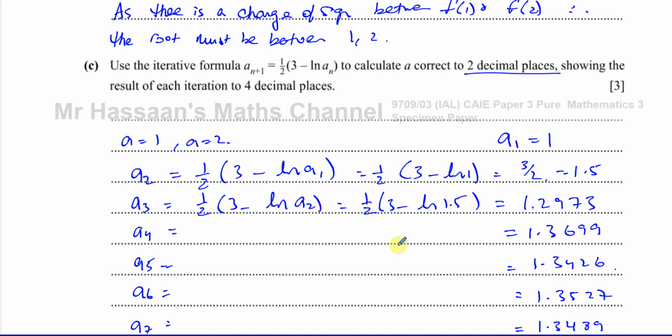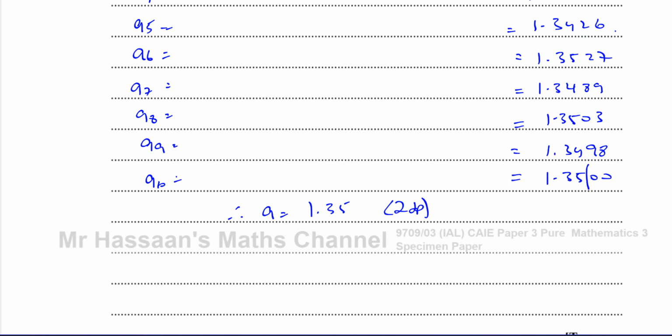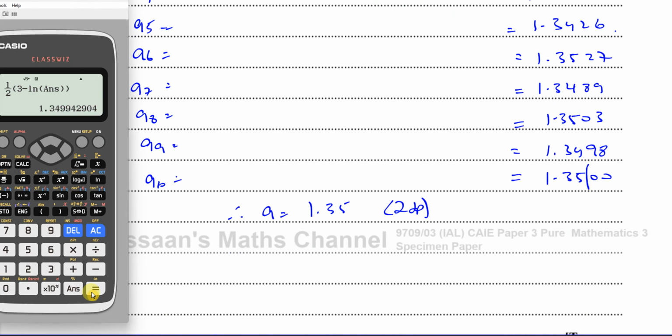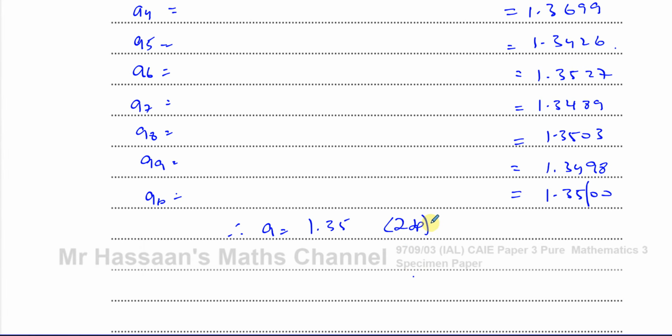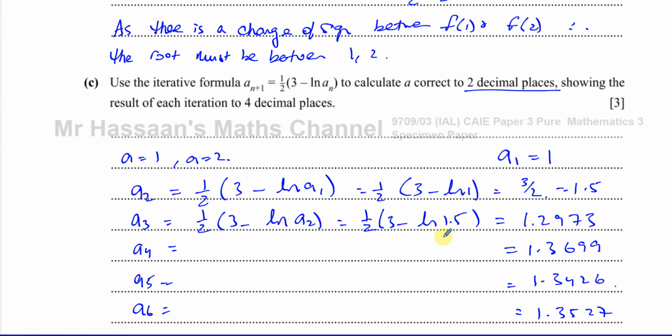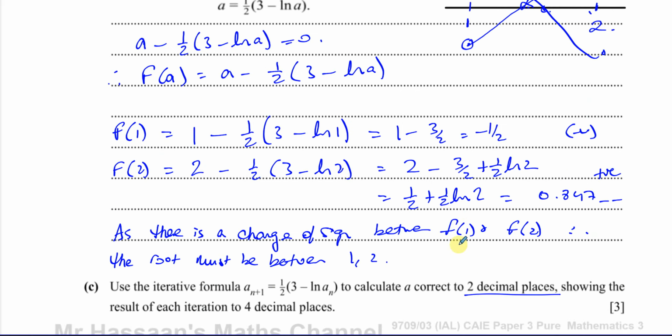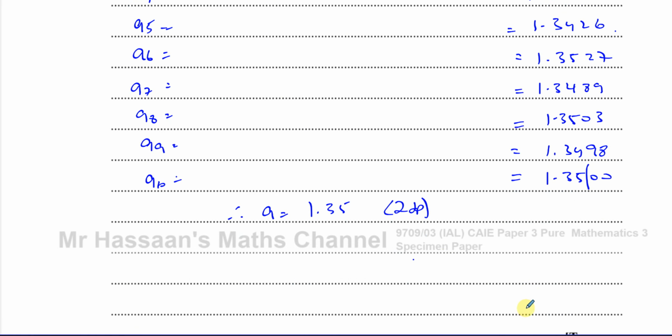Okay, so there's the answer to part B, showing the result of each ratio to A to 2 decimal places. And if you wanted to just make sure, you can just keep pressing equals and you'll see it settles down eventually until it stops moving, and you can see to 2 decimal places it will end up as 1.35 when you round it. So we can stop there and it'll be fine. So there's your answer to question 4 part C.